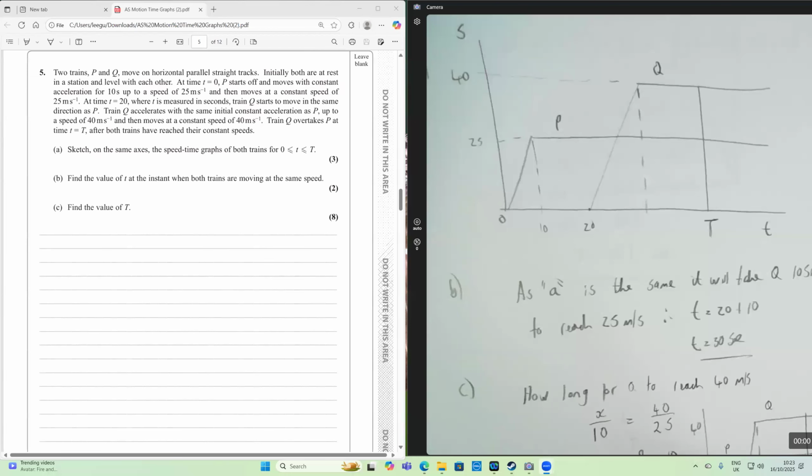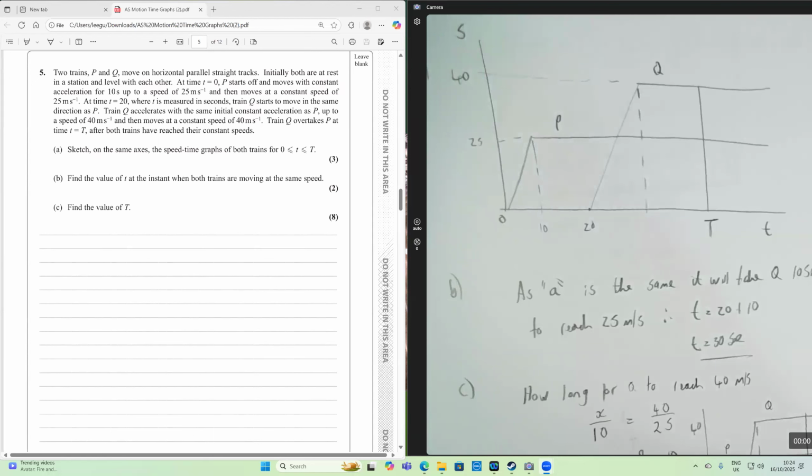At time t equals 20, where t is measured in seconds, a train Q starts to move in the same direction as P. Train Q accelerates at the same initial constant acceleration as P up to a speed of 40 meters per second, and then moves at a constant speed of 40 meters per second. Train Q overtakes train P at time t after both trains have reached their constant speeds.